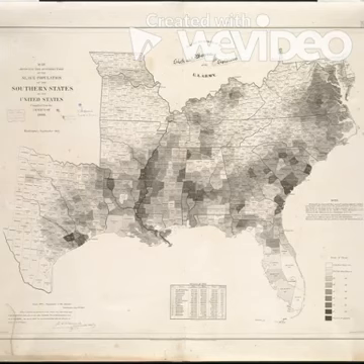Slave labor was prominent throughout the South and especially prominent along the Mississippi River, where plantations produced millions of pounds of cash crops. This picture represents slave populations throughout the southern United States.